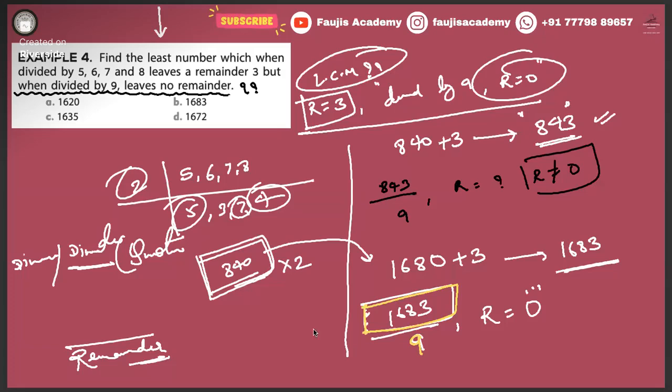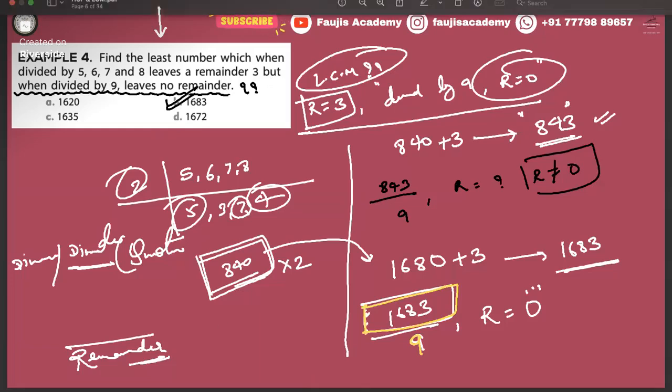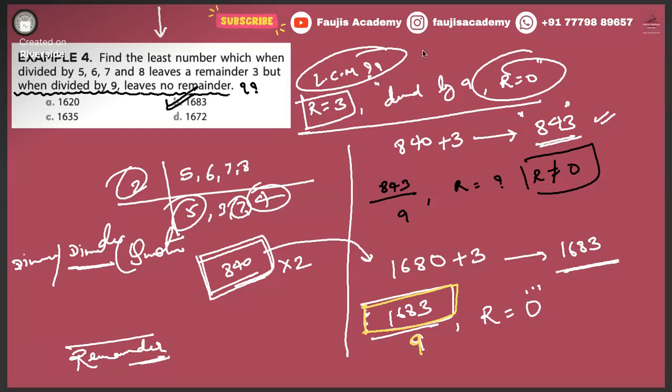Does it satisfy the given conditions over here? Find the least number which when divided by 5, 6, 7, 8 leaves a remainder 3, but when divided by 9 leaves no remainder. What is the answer? Quick. Option B, sir. Okay, fine.